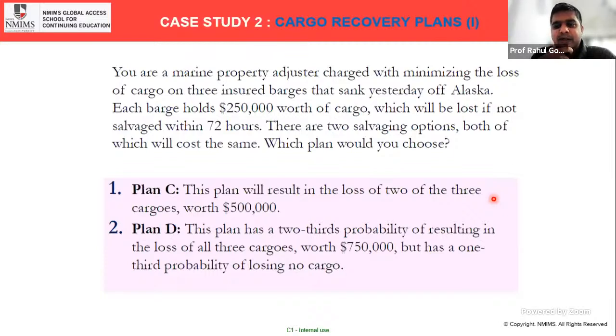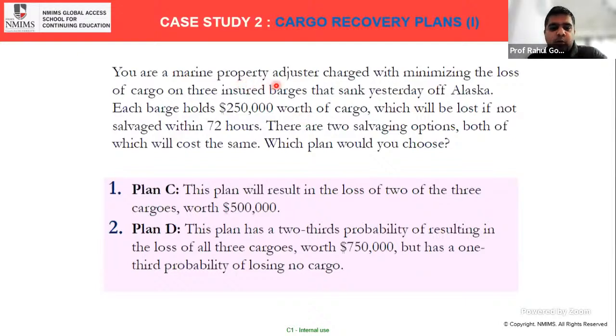Have you seen this example earlier? If so, then I'll maybe skip to another example. Seen this in the past, anyone? Deepthi, Purna, Kumar, seen this example in the past? Okay. So this is a cargo recovery plan, and each one of you has to respond.